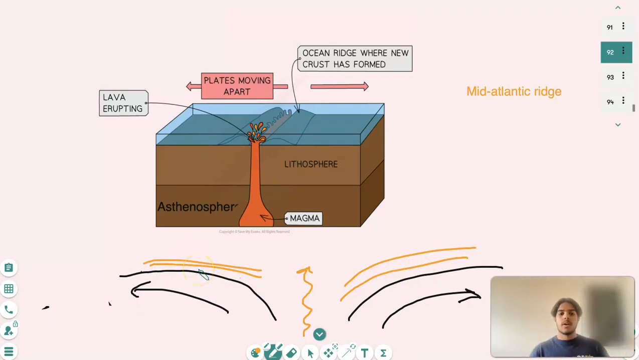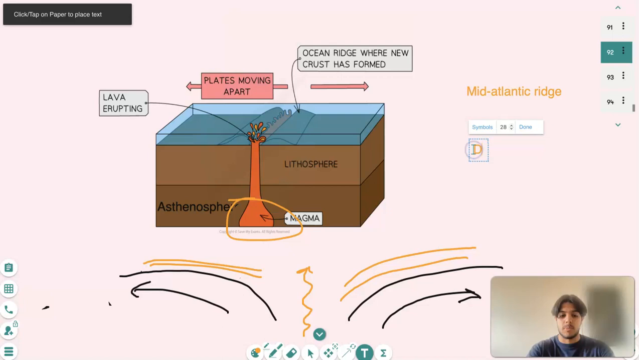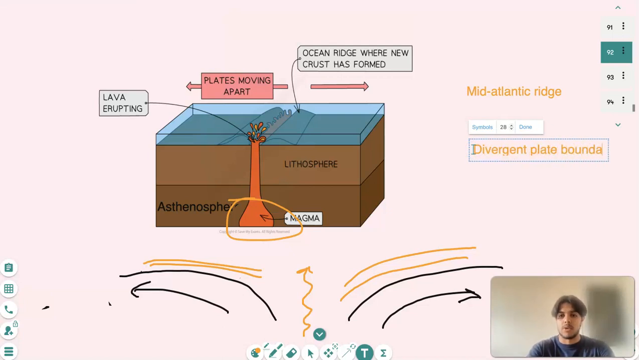And so once that's happened, if we get enough gas and pressure being built up inside the magma chamber, which is over here, then the magma will erupt to the surface as lava and it'll form a volcano. And this can happen in the middle of the sea, or it can happen on land. But it's mostly in the middle of the sea because this is where we get divergent plate boundaries forming. So if I type divergent plate boundary here for you.